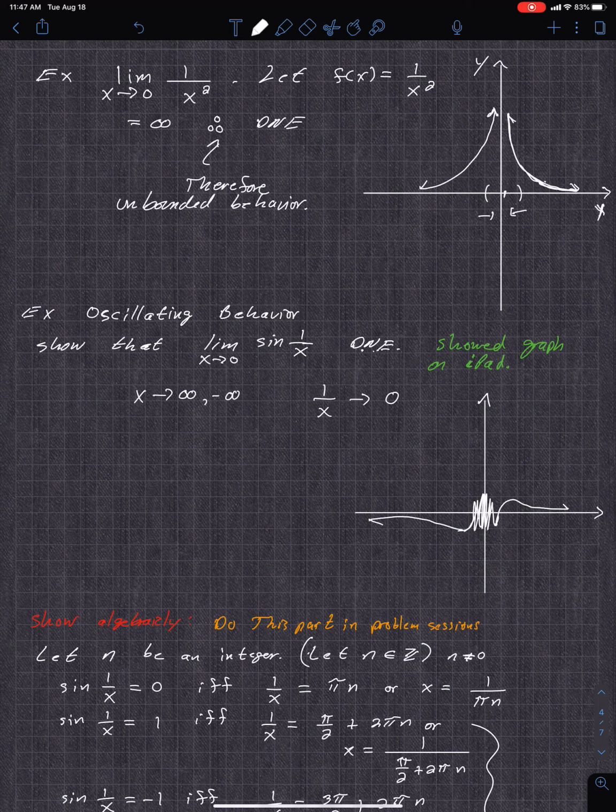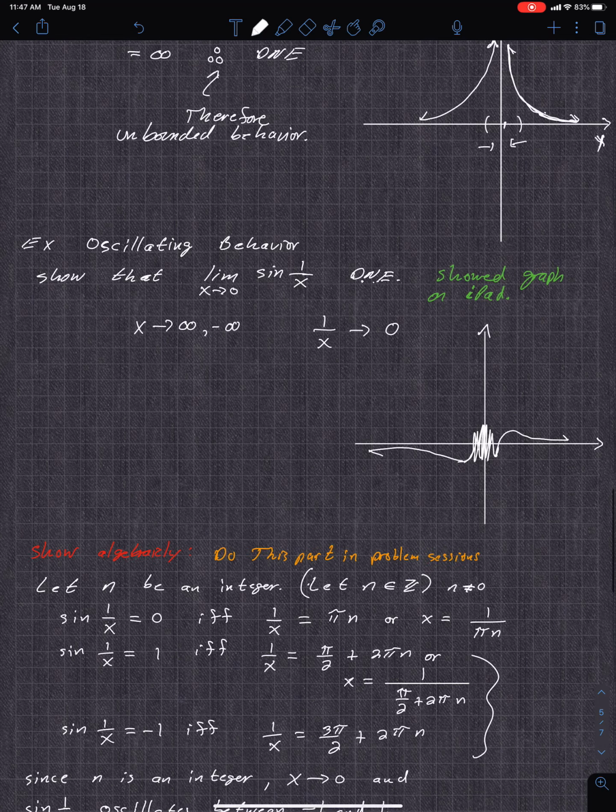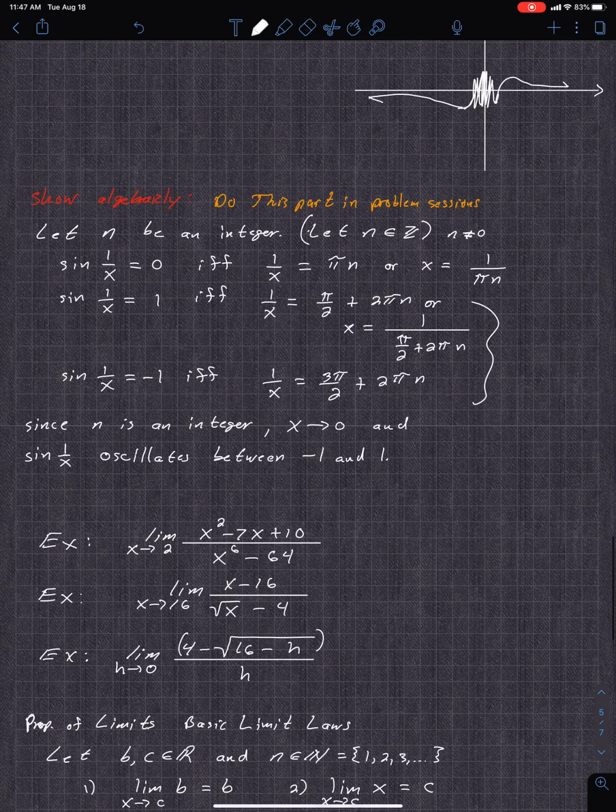Okay, so that's graphically what's going on, and then you can show it algebraically, which I will go over more carefully next time, like this. Okay, so when is sine 0? Sine is 0 at every pi n. So this is where you can start. Sine of 1 over x equals 0 if and only if 1 over x is every pi n. And then you can solve it. So we'll go over this later.